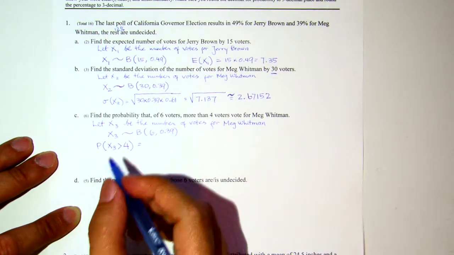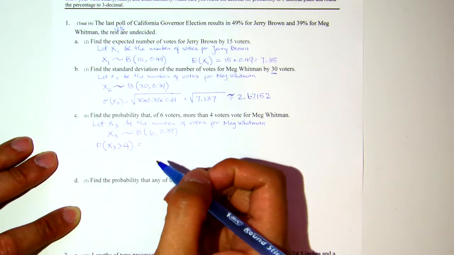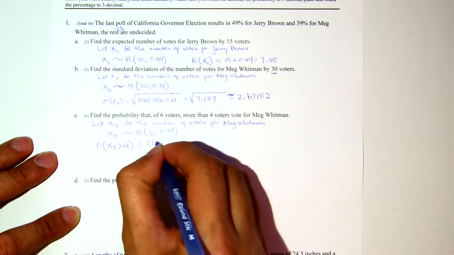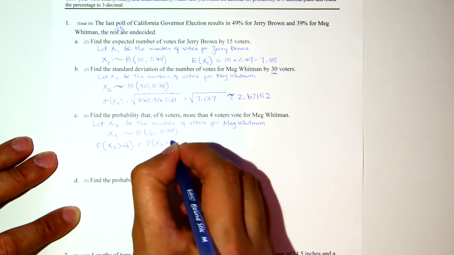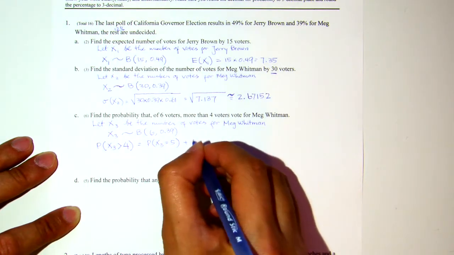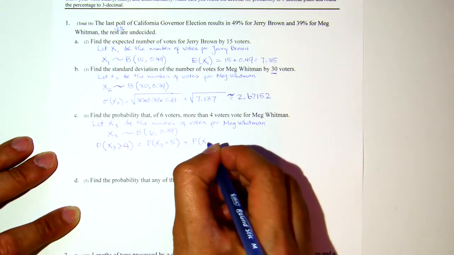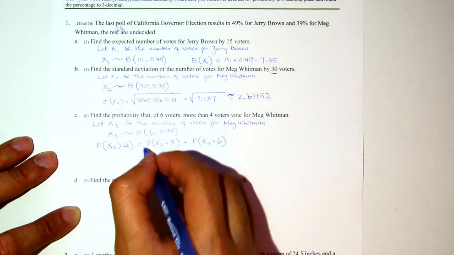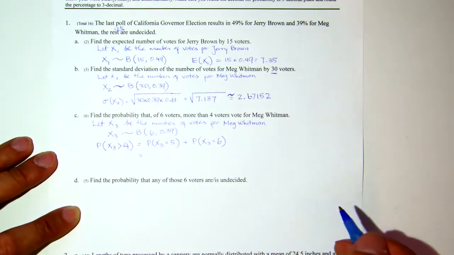Now, to compute this, you can do it this way. This is the probability that x3 equals 5, the number of votes for McWhitman is 5, plus the probability that the number of votes for McWhitman is 6. Now this is equal to, and I will use a calculator.